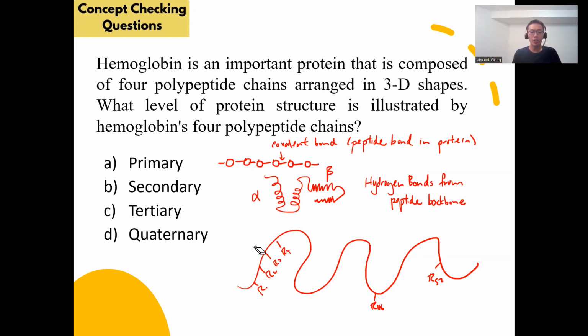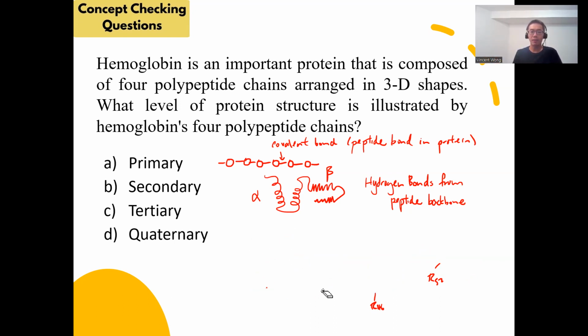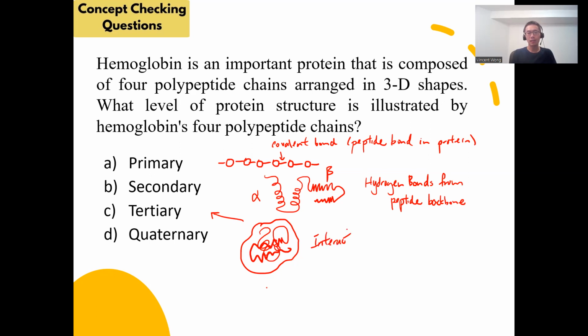All right, tertiary is when you have the three-dimensional shape, right? Three-dimensional shape, and that is held together by interaction of the side chains. Okay, interaction of side chains. So that's the overall 3D shape, right? Like you might loop back on itself, and now you have a 3D protein. Okay, and that is interactions of side chains.